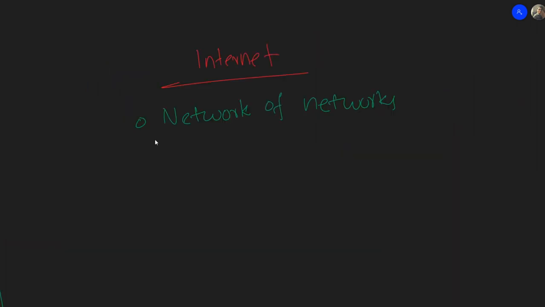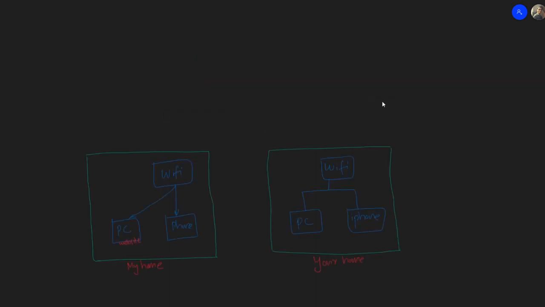Internet is nothing but a network of a large number of networks. It's not owned by a single entity. It's just a bunch of computers connected together to form a network, and then these networks are connected together to form the internet. So how does it look on a higher level? As I said before, I have my home network here and you have your home network here. Let's say these are in two different countries. Let's say for example I'm in India, and this is somewhere in the US.